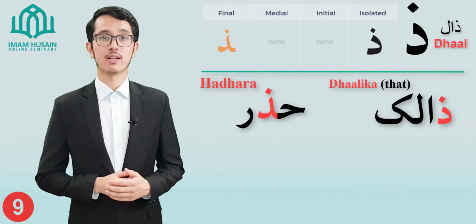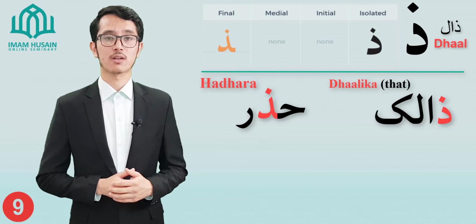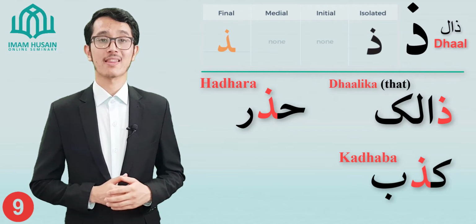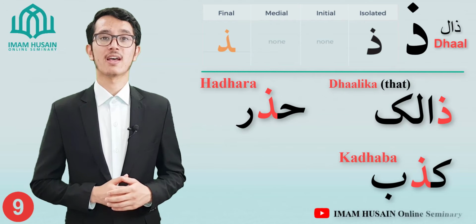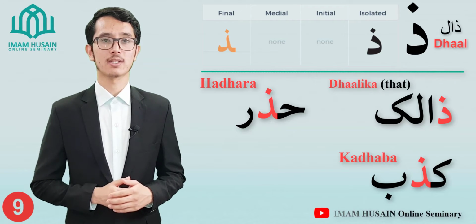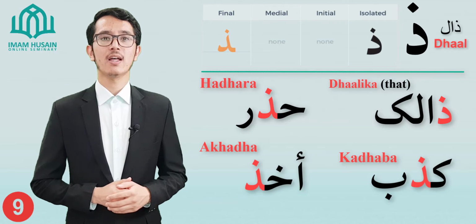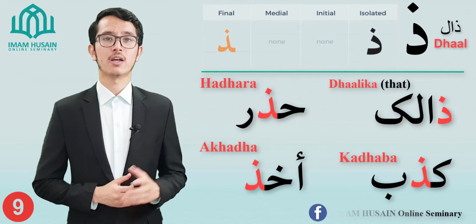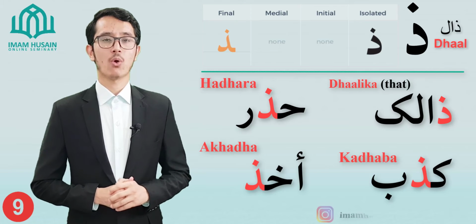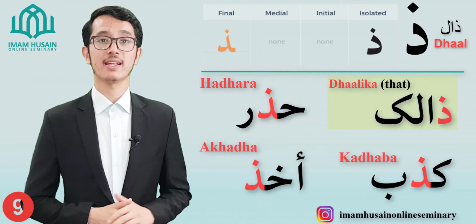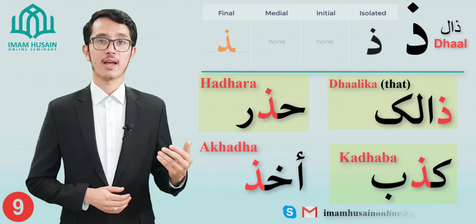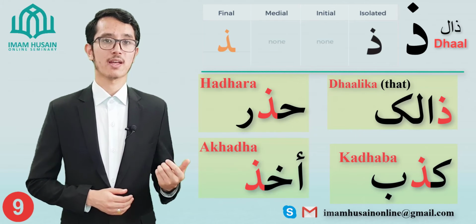حَذَرَ, great. The third word, كَذَبَ, great. And the last word, أَخَذَ, great. Can you now repeat with me all the words together? ذَلِكَ, حَذَرَ, كَذَبَ, and the last one, أَخَذَ.